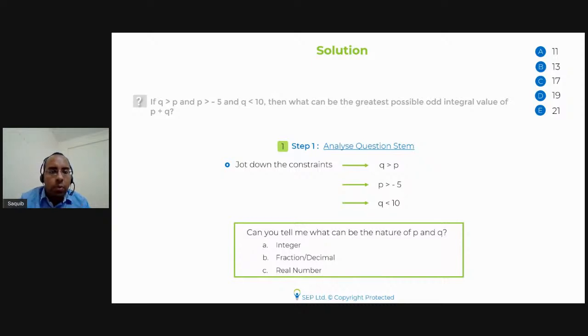Those of you who are thinking that it's an integer, or those of you who are thinking that it's only a fraction decimal, you're falling for the trap, because you're missing one of the most fundamental things, that if nothing is given in the question, you simply need to assume it to be real numbers.